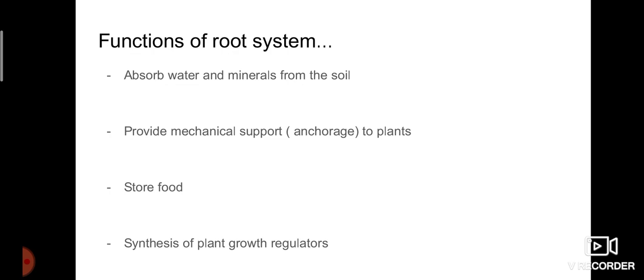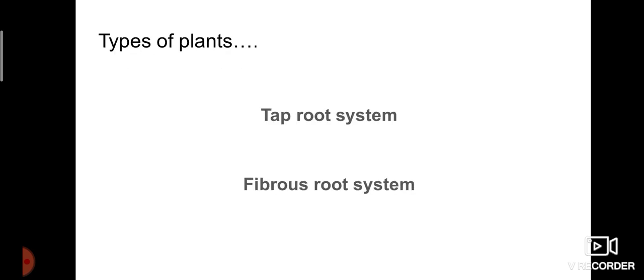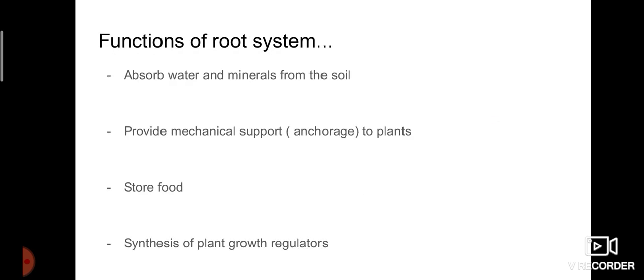And it also stores food. There are some roots which are able to store food, and they also produce certain chemicals which help in the growth of the plant. They are called plant growth regulators, and they are synthesized by these roots. So these are the functions of the root system. I repeat, they absorb water and minerals from the soil, provide mechanical support, store food and help in the production of plant growth regulators.